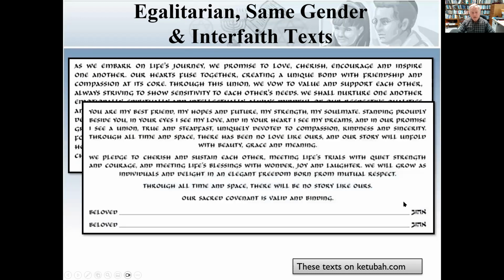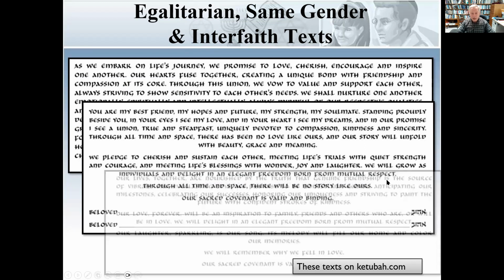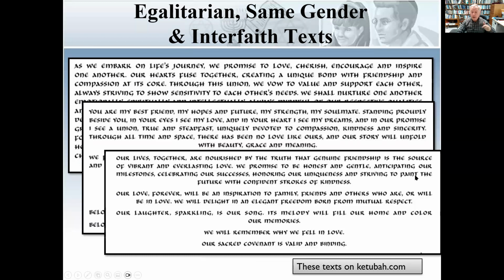Here is one that is actually created for same-gender marriage. And so instead of it saying bride and groom, it says beloved and ahuv, which would be the masculine version of the beloved. And then here is one that's actually specifically geared toward an interfaith couple, which talks about being an inspiration to each other, mutual respect, and in essence, respecting each other's customs and traditions. None of these would be considered traditional under standard Jewish law.